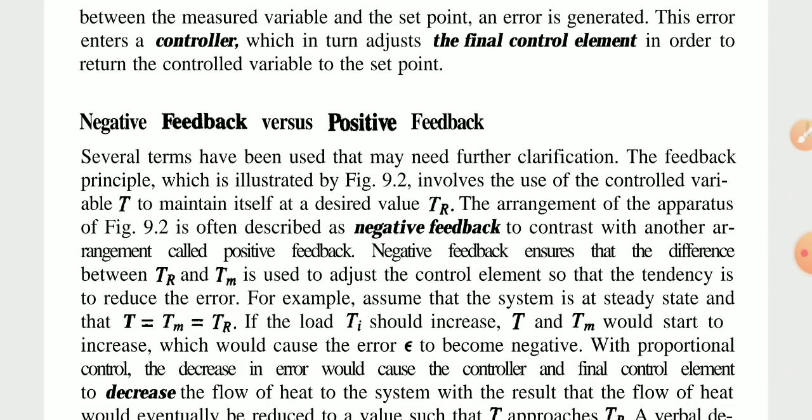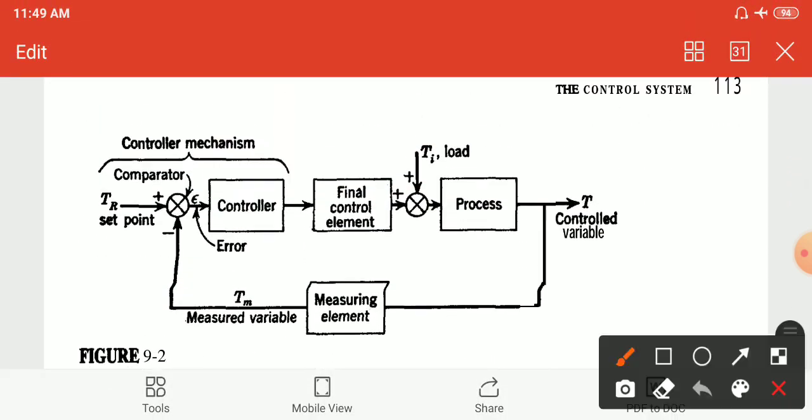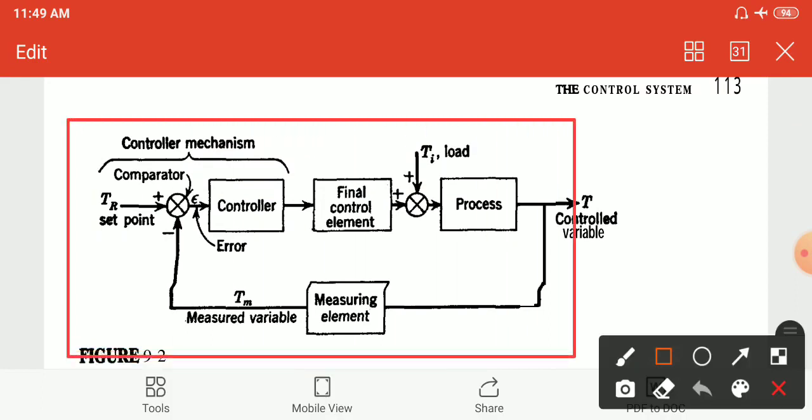Then after this is the main flow block diagram. The controller mechanism is given. At the starting part there is the set point, then the controller, then the final control elements and the process. The control variable is bypassed to the measuring element for the measured variable, with negative and positive ends. E is the error, and this is the set point. Clear? This is the set point, controller, final control elements, then the process, and the control variable and measuring element in a control system.